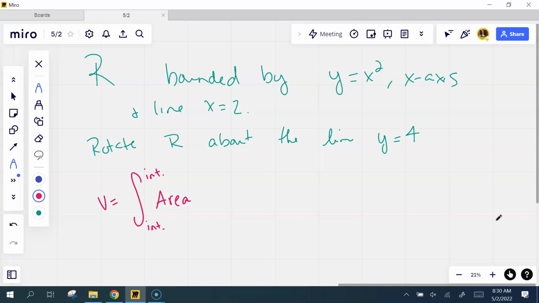So let's draw a picture. This is x squared, right? It's bounded by the line. All right, so x squared is a parabola. And then bounded by the line x equals.